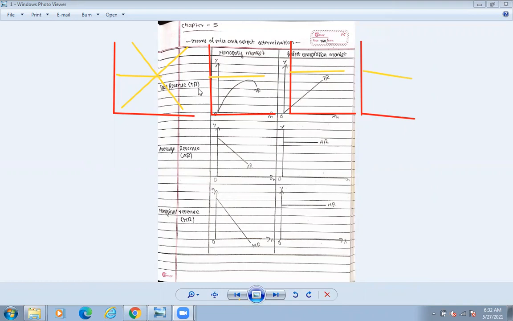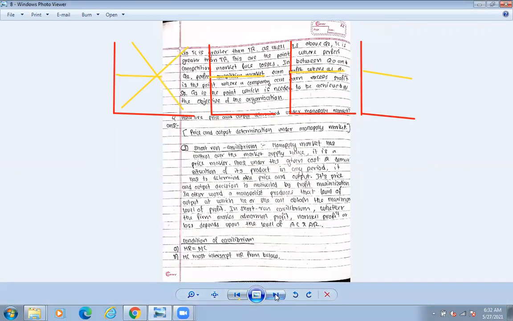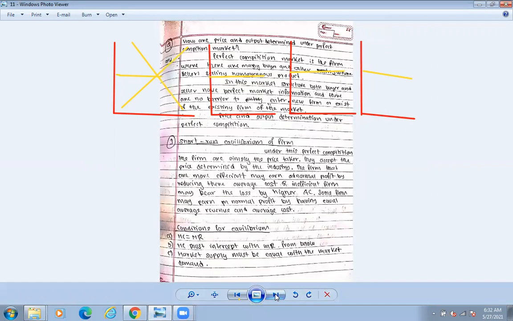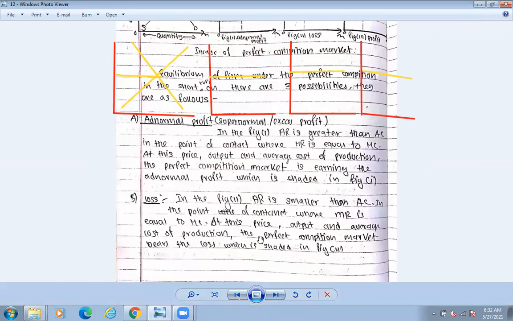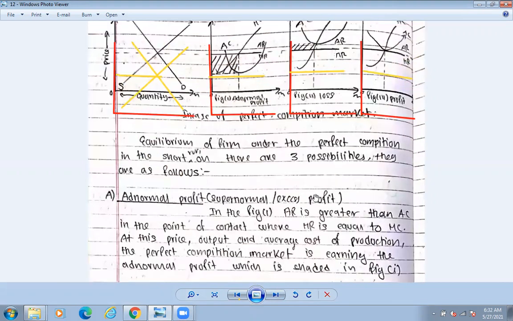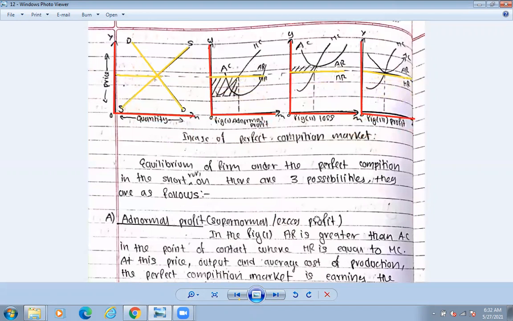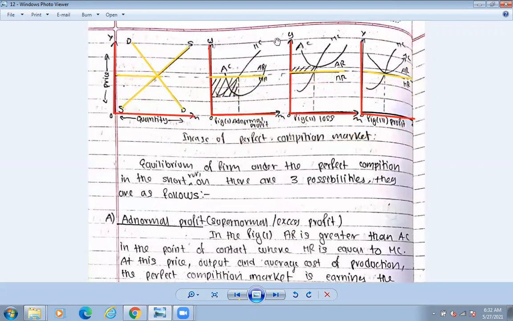Yo pani MR pani same huncha. That means this line is for AR also, MR also. Right, straight line. Okay, so AR and MR ko line.